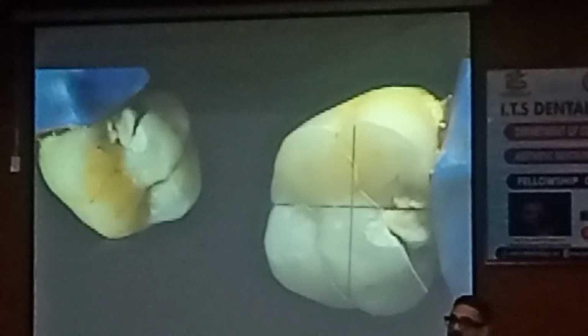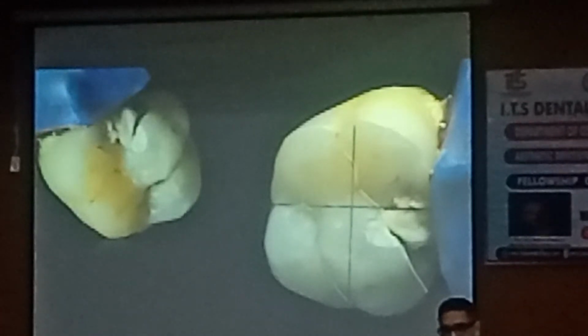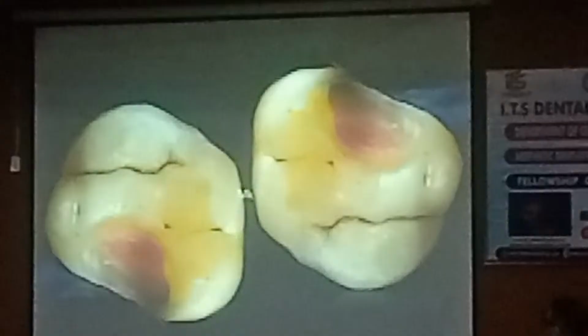Minimum failure rate is 15 years. Only then you can think of failures. Okay, and if I do a direct composite, there is a good chance that it will fail within 5 years. And if you have followed all protocols properly. Okay, so now, how are we going to go about this?